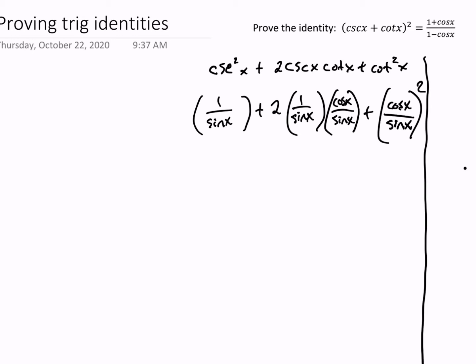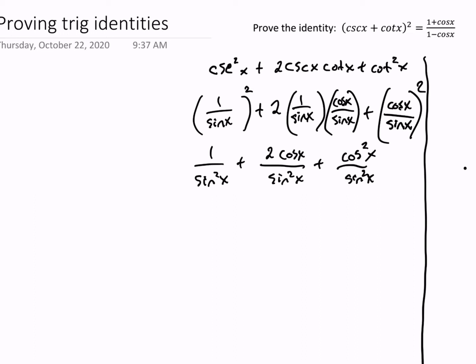The next thing I need to do is just do the multiplication and addition. That's a square there. So I have 1 over sine squared of x plus, and on the top here I'm going to write 2 cosine of x, and on the bottom I have sine squared of x, and I have cosine squared of x over sine squared of x. Well, look where we need to go. Look at the right-hand side.